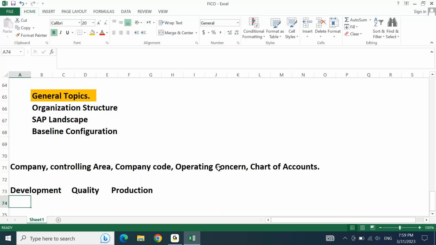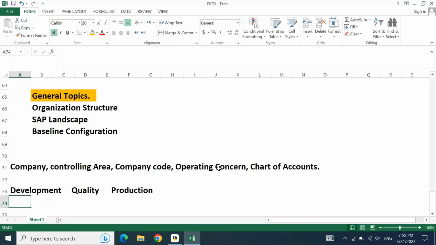Reason: why am I specifically telling you not to focus on configuration? Any guess why I'm telling this? Why am I repeatedly telling you do not focus on configuration, focus on business process? Any guess? Any idea?